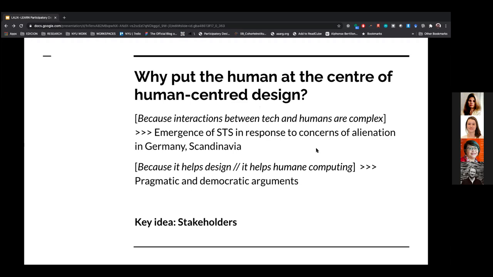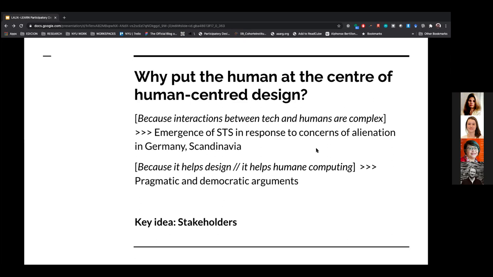Okay, so the first question here is, why are we putting the human in human-centered design? Participatory design as a discipline was born in the 60s in Germany and in Russia. The idea was that technologies were being developed, but workers felt very threatened by them, because these things were going to have a huge impact on how their workplaces looked, whether they would have work, what their work would look like. They felt they had very little control over what was actually being built and how these innovations were being imposed upon them.